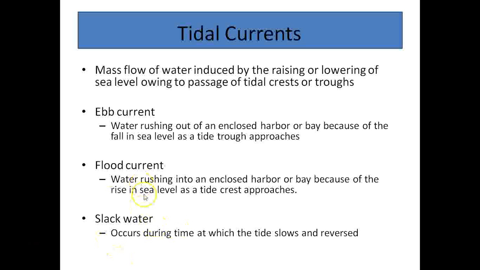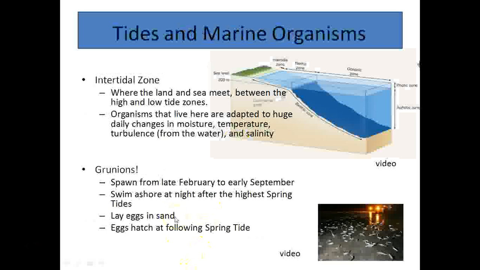Slack water occurs at the time when the tide slows and it's kind of reversing itself. So that one is kind of a different term that you haven't seen before, and you probably should make note of that one. So an ebb current is when water has been pulled out, flood current is when the crest is moving in, and then slack water occurs when the tide slows and is reversed, going the other way.